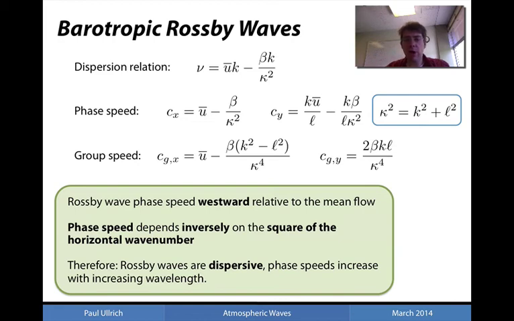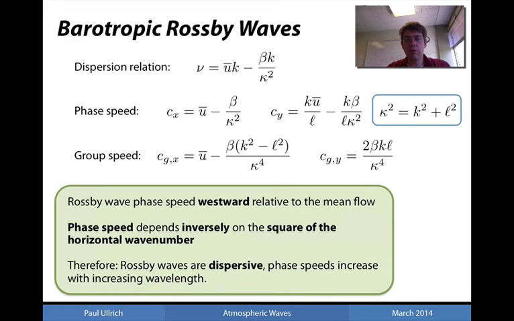Hence we observe that Rossby wave phase speed is always westward relative to the mean flow, and that the phase speed depends inversely on the square of the horizontal wave number. Hence, we can conclude that Rossby waves are dispersive with phase speeds which increase with increasing wavelength. That is, increase with decreasing wave number.